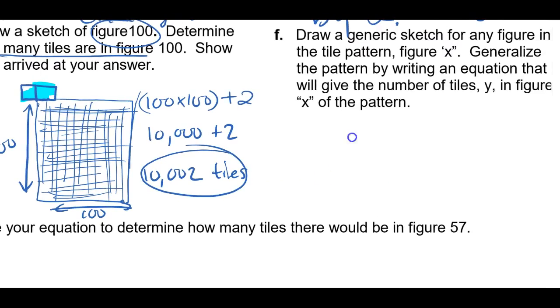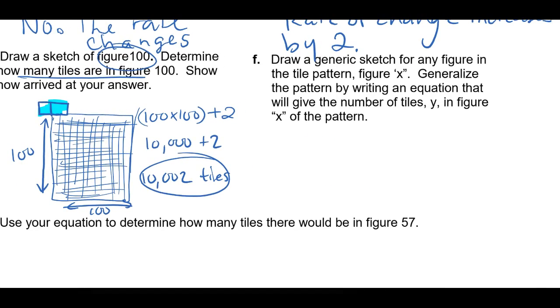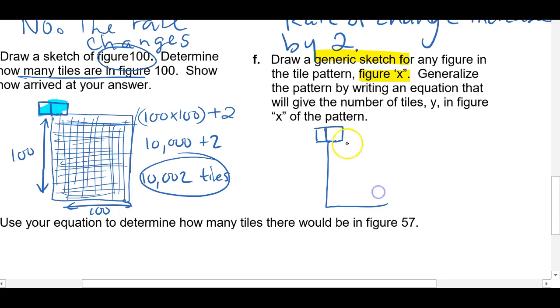Okay. So now the next question is draw a generic sketch. So they want a generic sketch for any figure in the tile pattern, figure x. So we want to draw a sketch that could represent any figure number. Okay, well, we always know that there's going to be 2 at the top. And then we always know there's going to be a square down here. So we'll just kind of make some lines here. Okay, there's our square. Uh-oh. Disappeared on me.